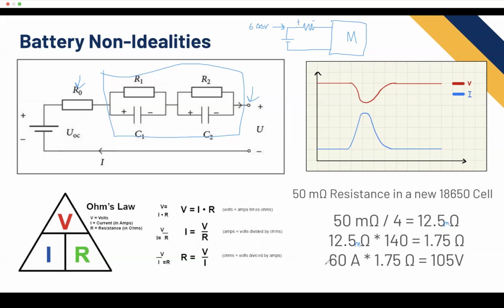But let's say we pull the max that fuse allows, 60 amps, which is very common. We do pull 60 amps quite often when you're accelerating. Times 1.75 ohms. Wow, that's 105 volts. So at this node, you're going to see 495 volts. That's a lot less, right? That's a scary low number.